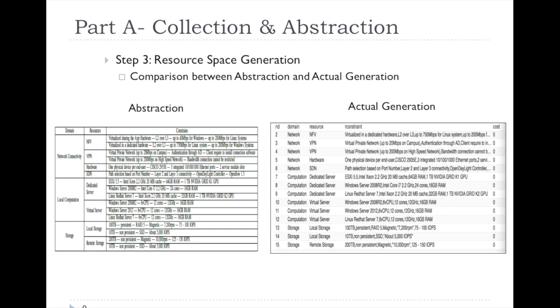So the actual generation would be, we separated all the network requirements, computation requirements, and storage requirements as, say, the resource is NFV, and the constraint would be virtualized in a dedicated hardware L2 over L3 up to 750 Mbps for Linux system up to 200 Mbps.